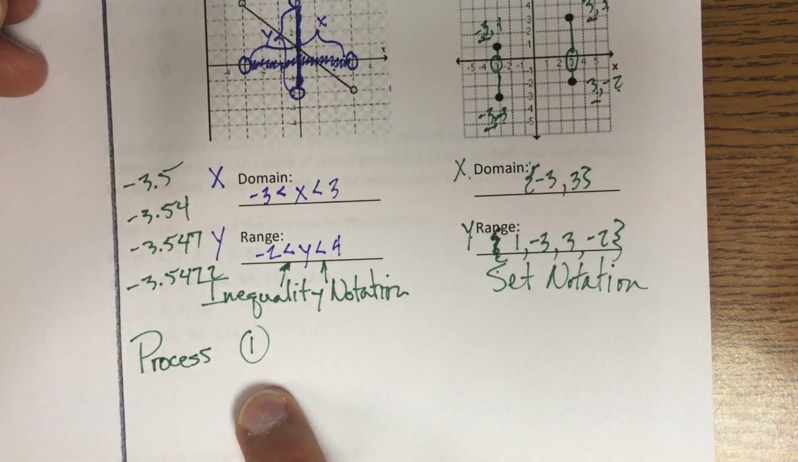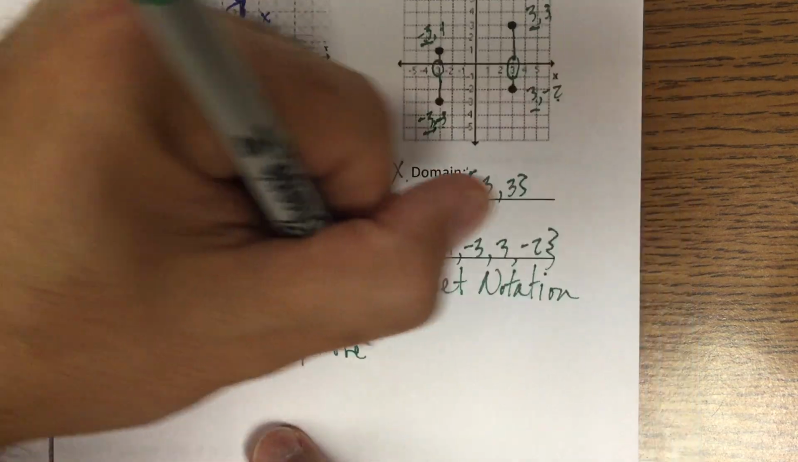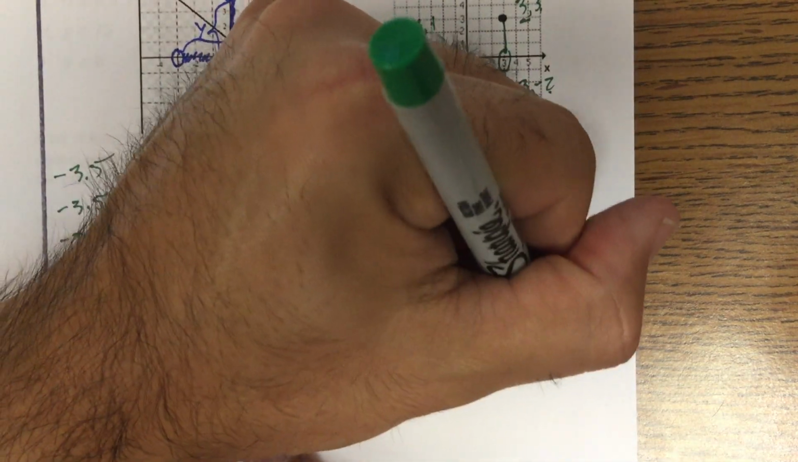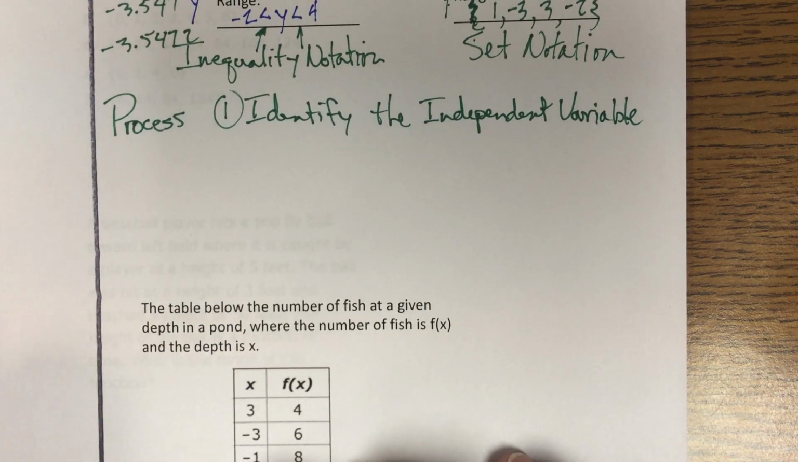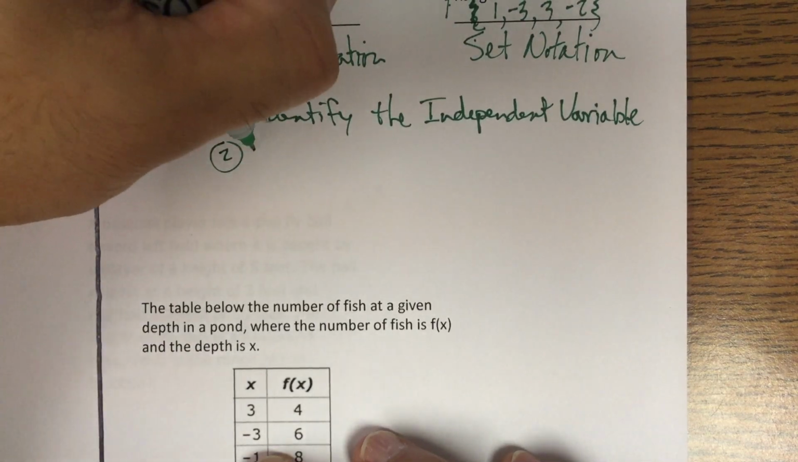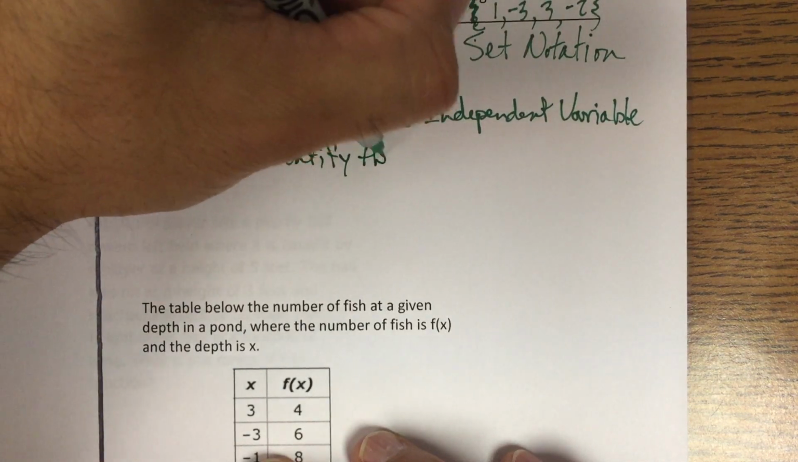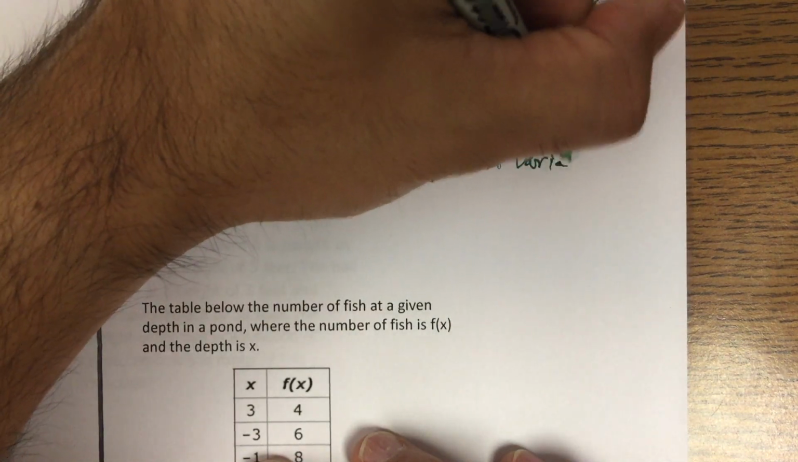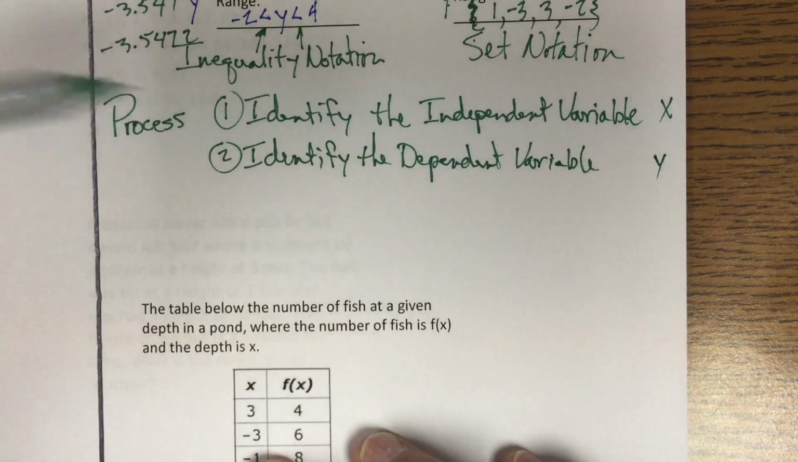Step number 1 is we need to identify the independent variable. Second step, you guessed it, if we're trying to find the independent variable, we need to find the dependent variable. The independent variable is the x, the dependent variable is the y. We're trying to find the cause and the effect.